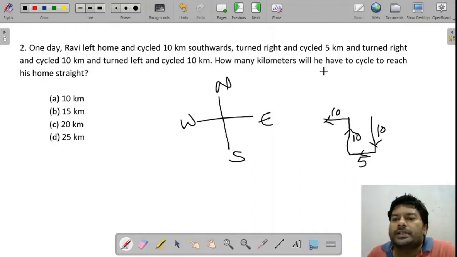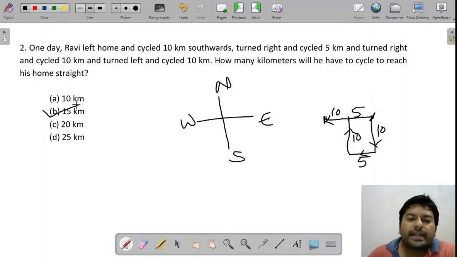How many kilometers will he have to cycle to reach his home straight? So here is his home. From here he left, and he is here now, so he has to travel back. From here to here this is 10, and from here to here, since these two are parallel, it is 5. So 10 plus 5. If he has to come here, he has to travel 15 kilometers. So option B is the right answer for this question. We'll move on to the next question.